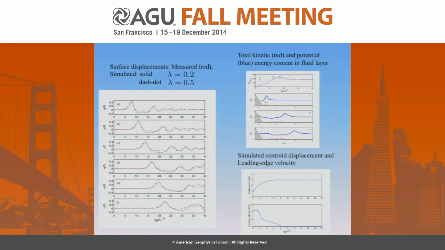So this is a comparison of measured data against simulations with two different values of lambda. Model continues to work pretty well. And that's essentially where we are in terms of modeling this.